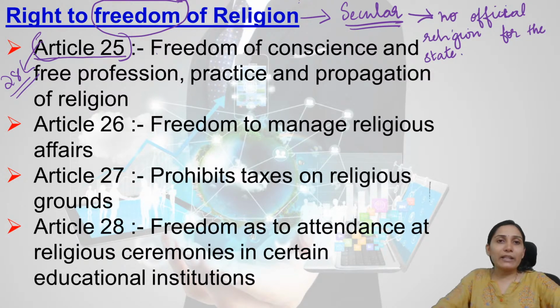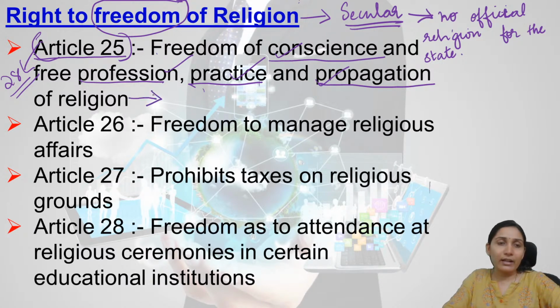So Article 25 provides freedom of conscience and free profession, practice and propagation of religion. So freedom of conscience, free profession, practice and propagation of religion is guaranteed under Article 25. Now coming to Article 26, freedom to manage religious affairs. So freedom to manage the religious affairs is provided under Article 26.